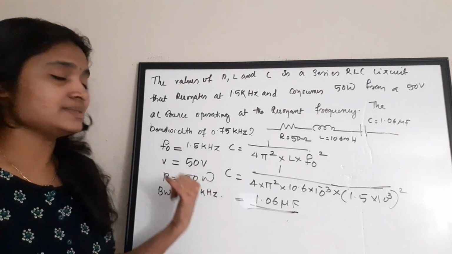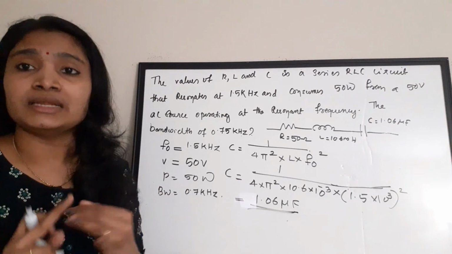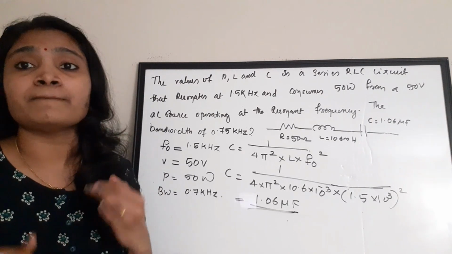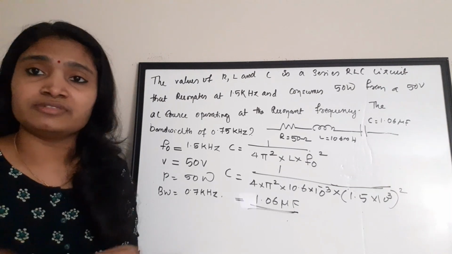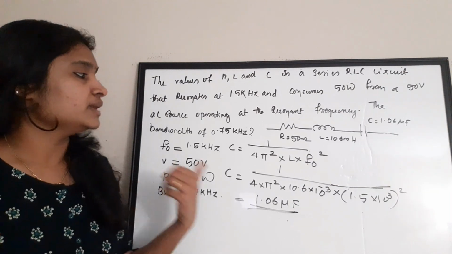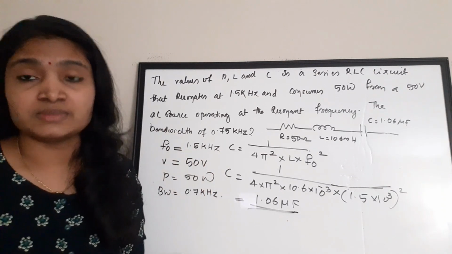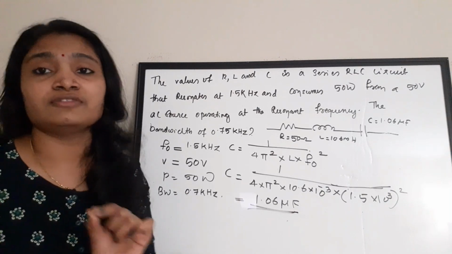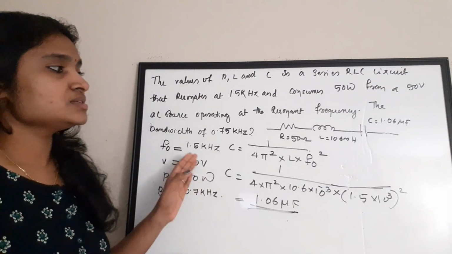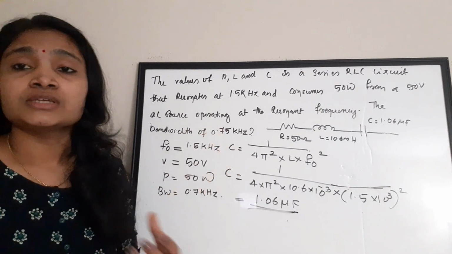So from the power consumption and voltage relation, we can find the value of R. And if you take the equation for bandwidth, that is bandwidth is equal to R by 2 pi L, you can find the value of inductance. Then by taking the equation for the resonant frequency, which is F0 is equal to 1 by 2 pi square root of LC, you can find the value of C. So this is how you need to solve this type of RLC problems. Okay. So I hope it is clear.